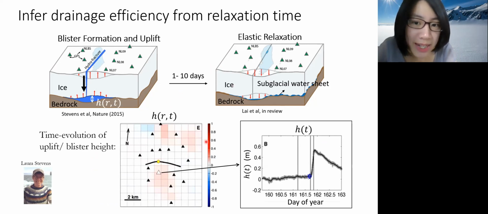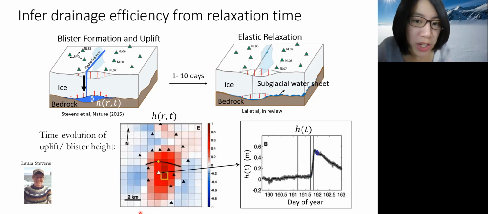Here's a data set provided by my colleague, Laura Stevens. She used a dense network of GPS uplift data to estimate the distribution of the blister height after the injection of water. Here the red color denotes positive vertical uplift and blue is negative. Let's see the video again. As you can see, after the injection, the blister height decreased on a time scale of a few days.